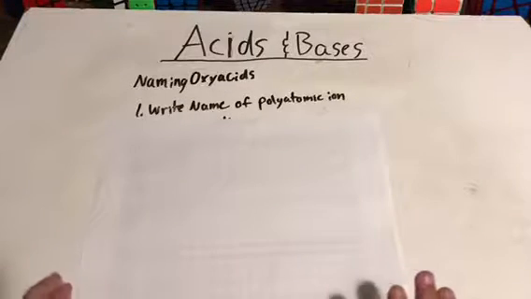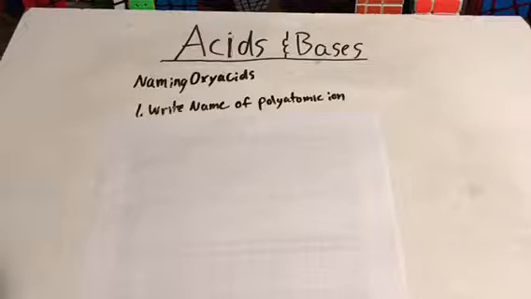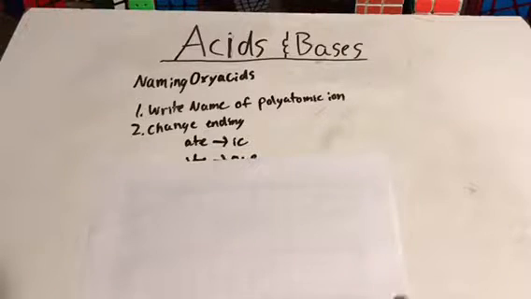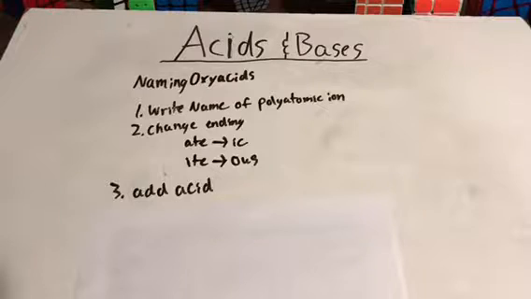Well, first you write the name of the polyatomic ion that is at the end of the formula after H. Then you change the ending. If the ending is ate, it goes to ic, and if the ending is ite, it goes to us. Now this is the ending of the polyatomic ion. Then you add the word acid to the end. So at the end you'll have, let's say, nitrate, it'd be nitric acid.